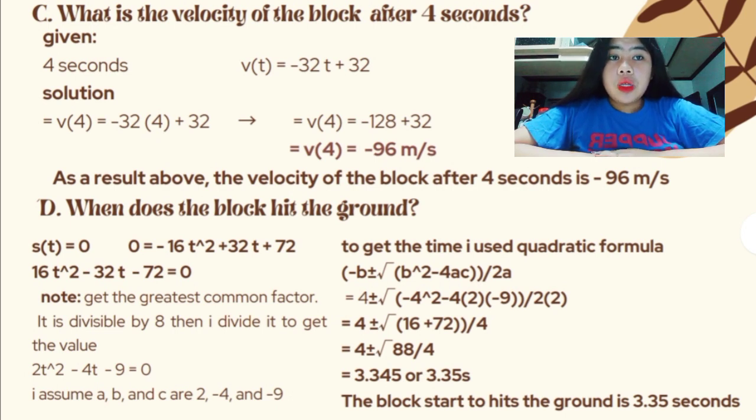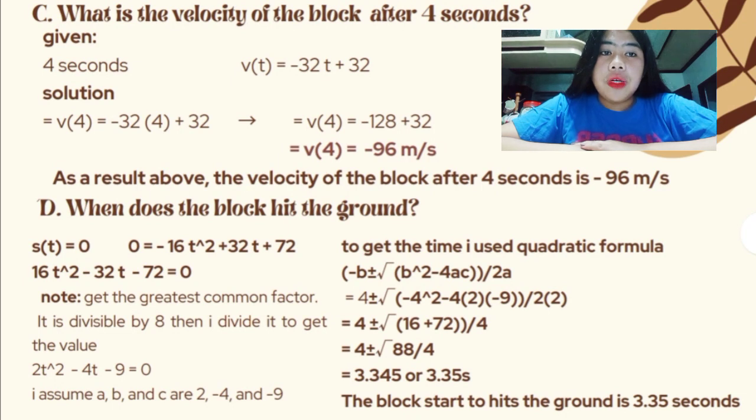So first we need to get the GCF or the greatest common factor. So in this given, the GCF is 8. It is divisible by 8. Then I divide it to get the value. So the new value is equal to 2t squared minus 4t minus 9 is equal to 0. I assume a, b, and c are 2, negative 4, and negative 9.